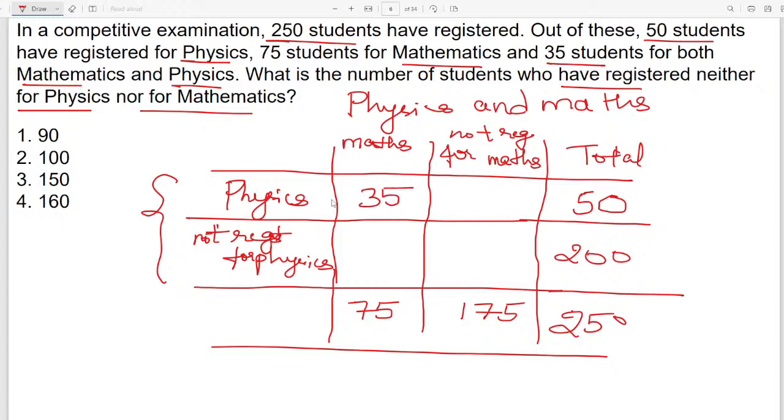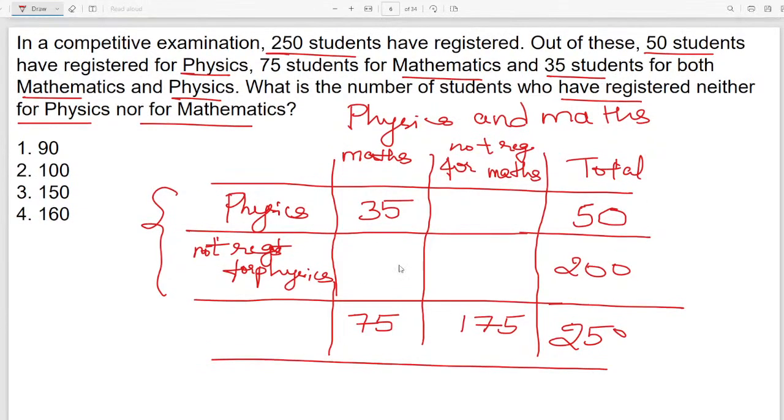And after this, our job is to just fill the blank spaces here. So 35 and 75, this would be 40. And then this is 35 and another 15 would make this 50. And then this would be 160.